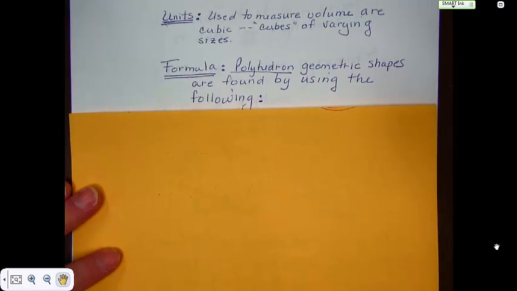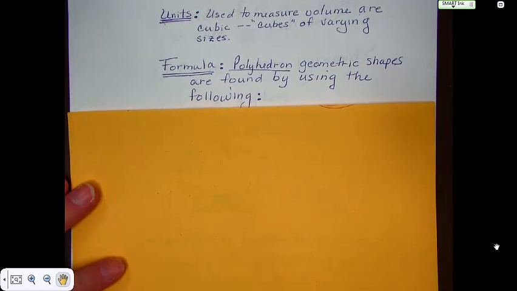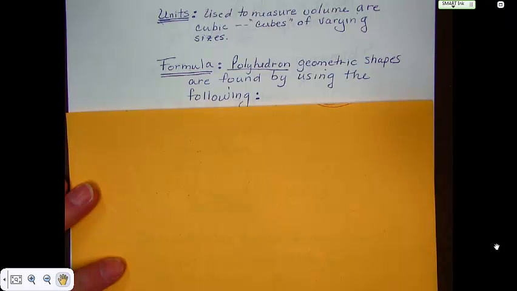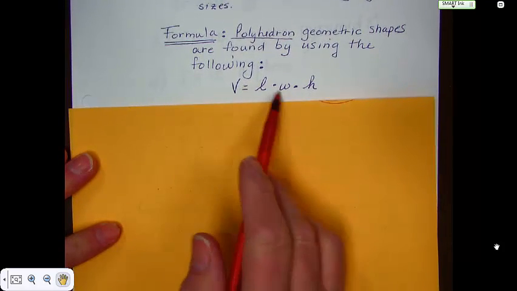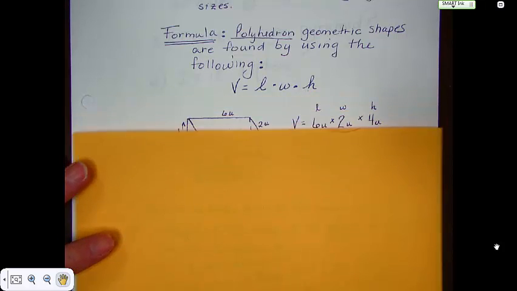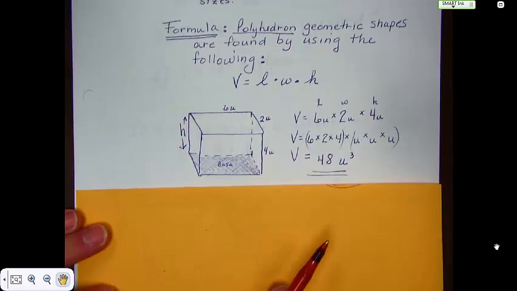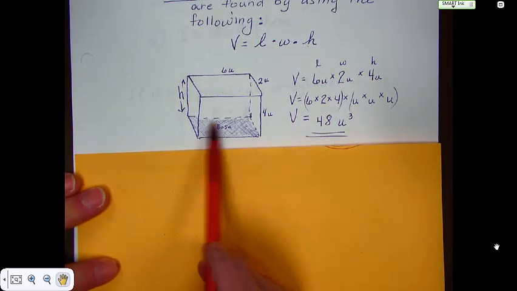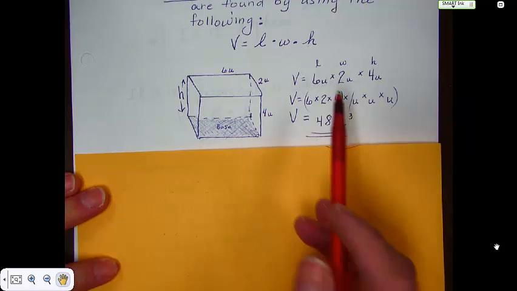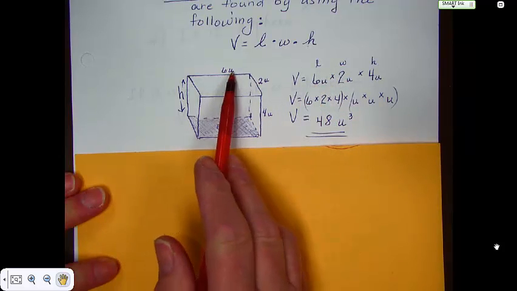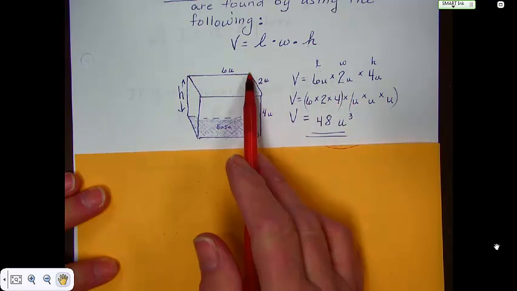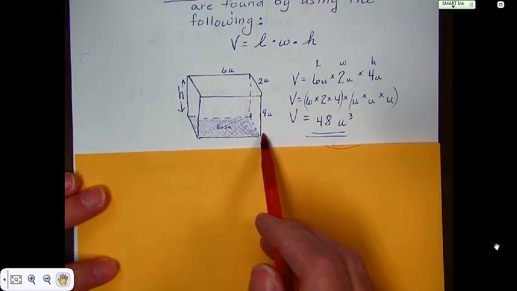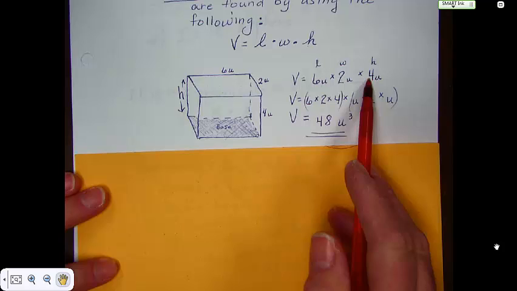There are formulas that we use to find the volume in shapes. Polyhedron geometric shapes are found by using a basic formula, and polyhedrons have a length, a width, and a height. So if we had a shape that looked like this, this is the base of the shape here, and we have the length, which is 6 units, the U just means units, the width, from here to here, is 2 units, the height is 4 units, so it's 6 units times 2 units times 4 units.